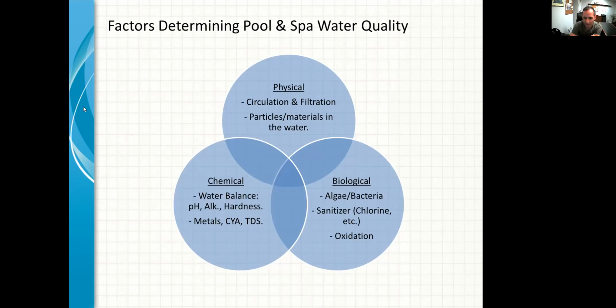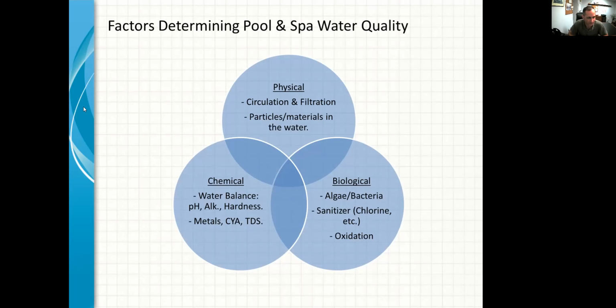You can maintain a pool with clear water pretty much with just filtration, by not doing anything else, and you might be able to get clear water. That doesn't mean that it's sanitized. Things still could be growing in there, but filtration is really important. It filters out any particles, materials in water. It can even filter out bacteria, depending on the type of filter and the size of the bacteria particles or algae, whatever it might be.